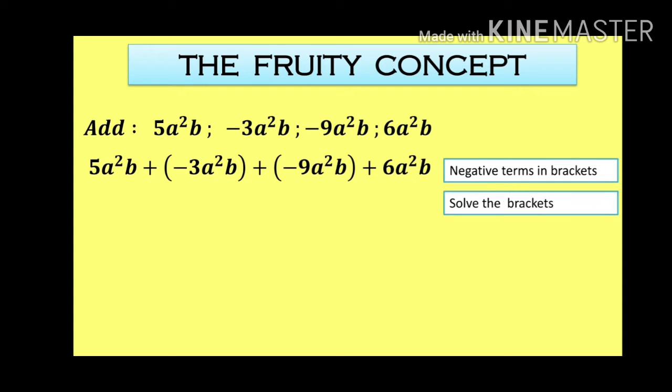The next thing is solving the brackets. We have learned in integers how to solve the brackets. Plus into minus will become minus, minus into plus will become minus, minus into minus becomes plus. That's the same rule. So here also we'll use the same thing and we'll get plus into minus 3a squared b becomes minus 3a squared b, plus into minus 9a squared b becomes minus 9a squared b.